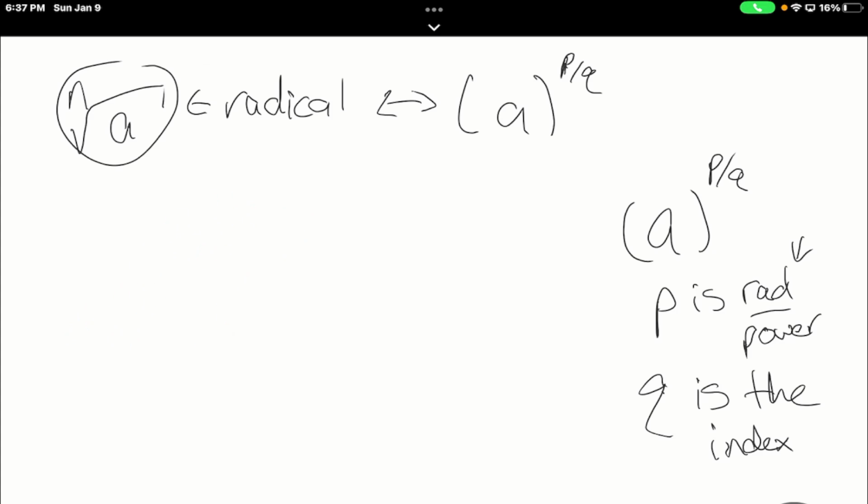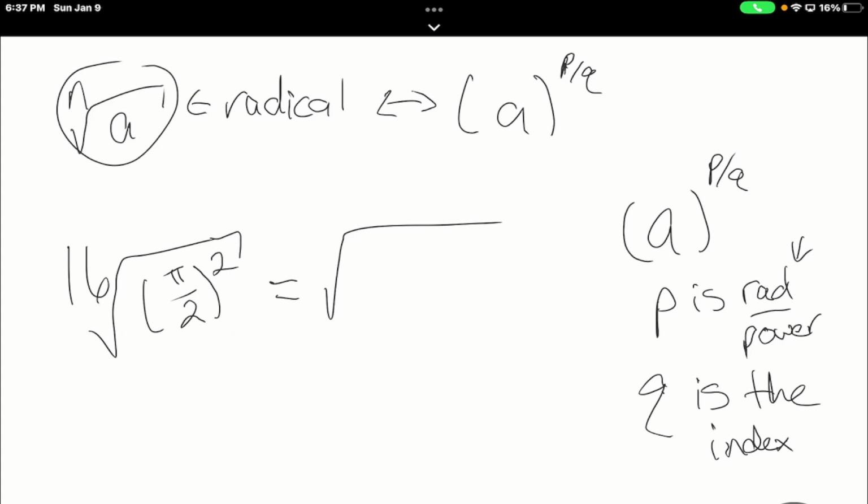One more, switching from rational power form to radical form. If I were to give you something like the 16th root of pi over 2 squared, you're like, what the heck is that? Well, this isn't anything different than what we've seen. I'm going to put this into radical form. So let me put my check mark down. I'm going to copy what's inside there. Or wait, I'm sorry, we're going the other way.